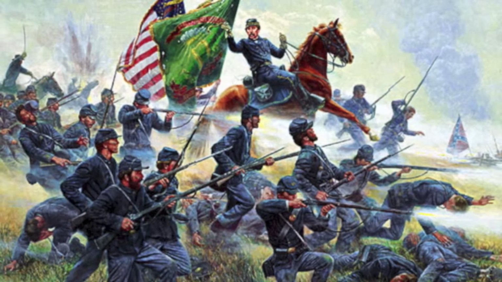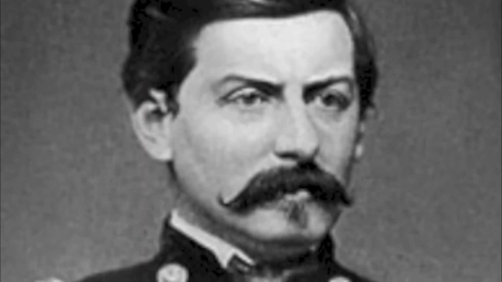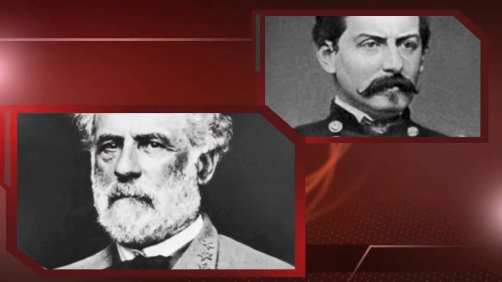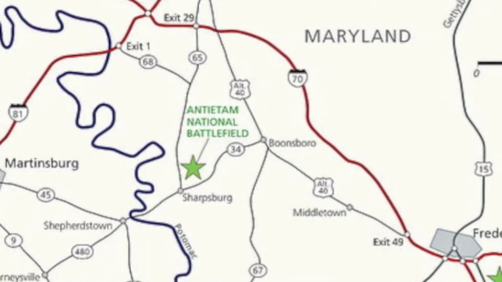Today we will discuss the Civil War battle at Antietam. This battle began on September 16, 1862, when General George McClellan, commander of the Union Army of the Potomac, met General Robert E. Lee's Confederate Army of Northern Virginia in what is known as Sharpsburg, Maryland.